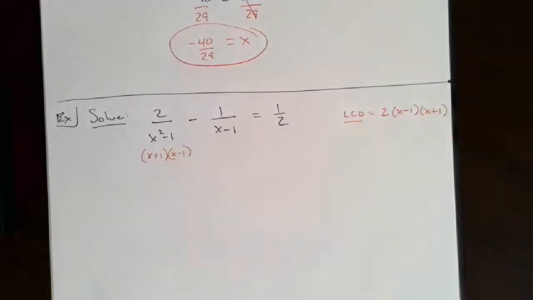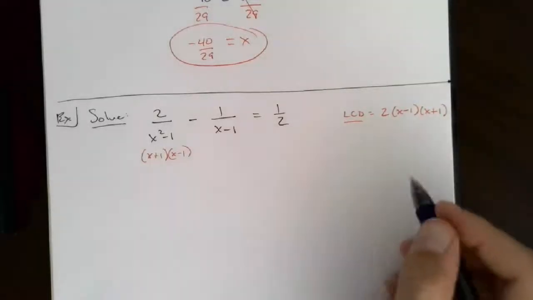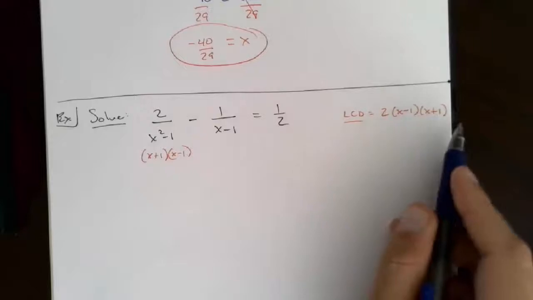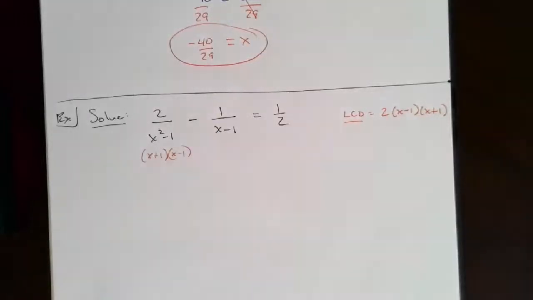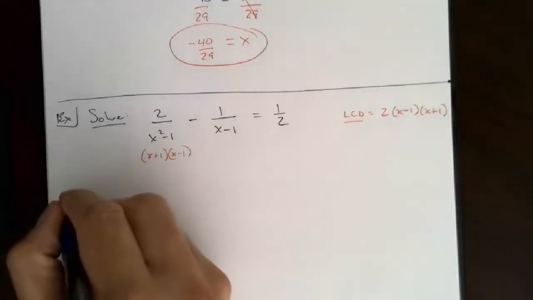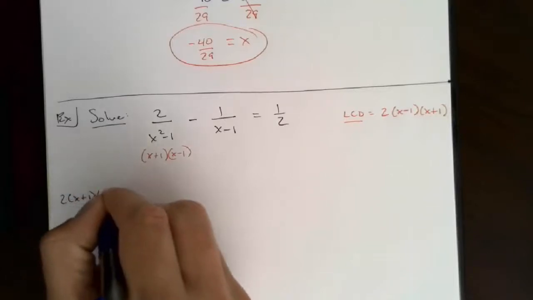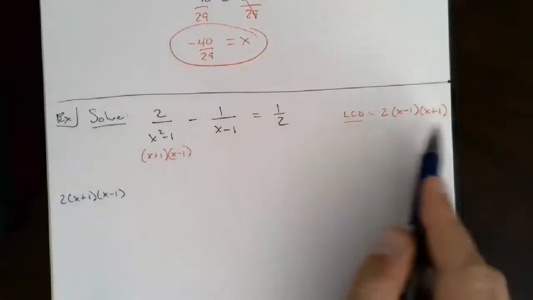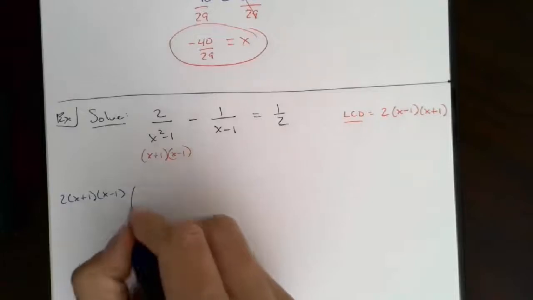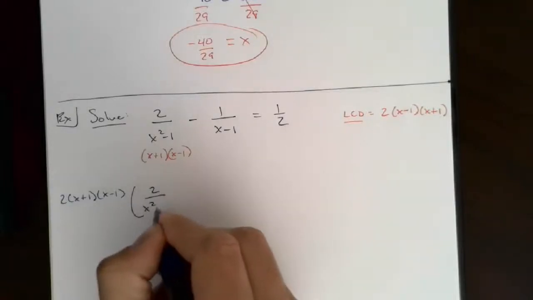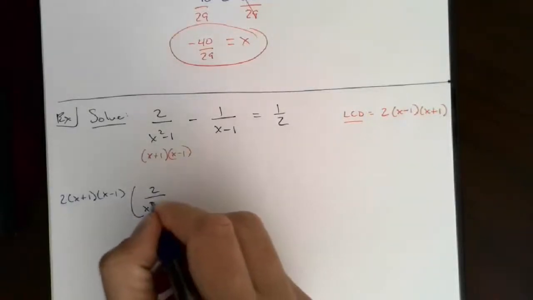And then you want to multiply that to every term. So what I'm really going to do is take this 2 times x minus 1 times x plus 1 and multiply it to each term in the equation. So we have 2 times x plus 1 times x minus 1. And again, the order here doesn't matter because multiplication is commutative. Times 2 over, maybe I'll write it how I wrote it in factor form.